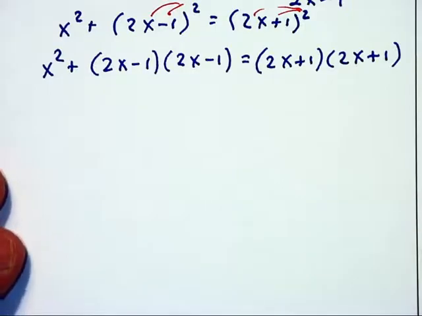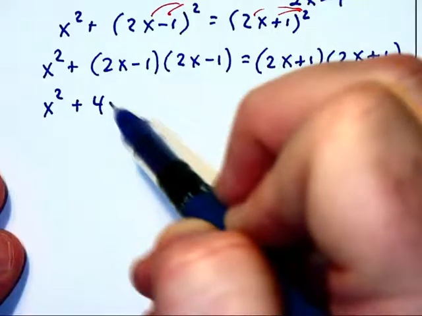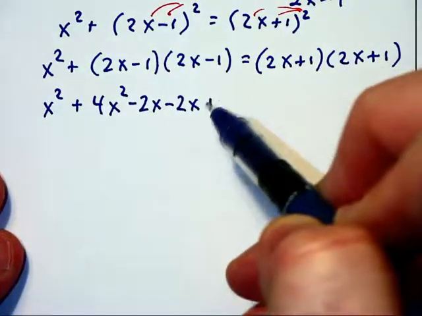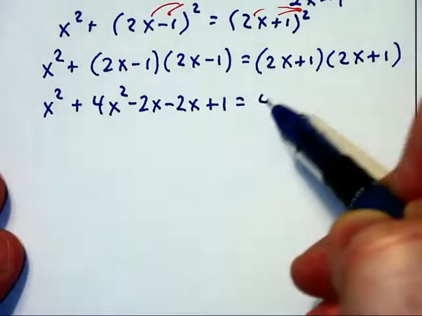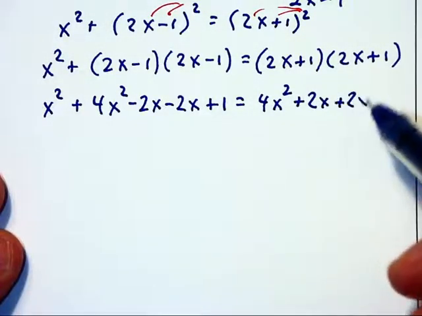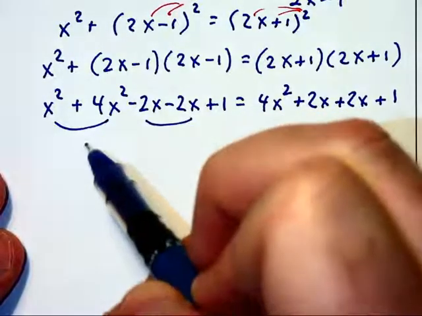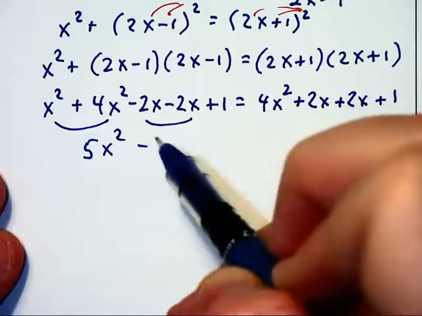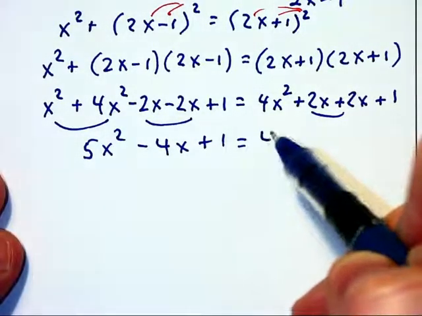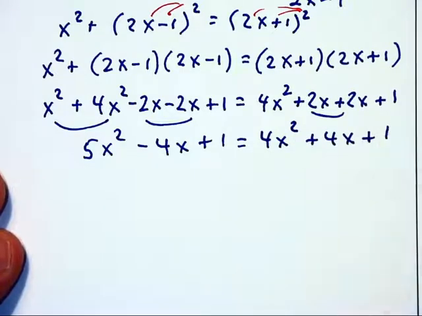Now let's do all the distribution out. We have x squared plus 4x squared minus 2x minus 2x plus 1 equals 4x squared plus 2x plus 2x plus 1. Combining like terms on the left, we have 5x squared minus 4x plus 1. And combining like terms on the right, we have 4x squared plus 4x plus 1.